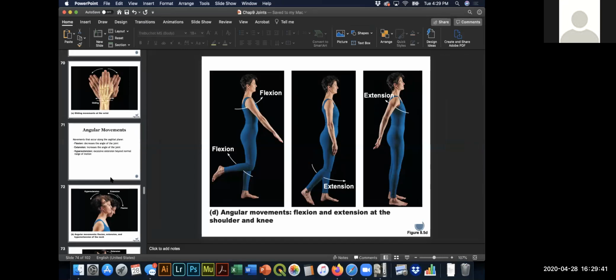Flexion and extension. Hyperextension is extending too far, right? So you can hyperextend your knees or hyperextend your elbows.